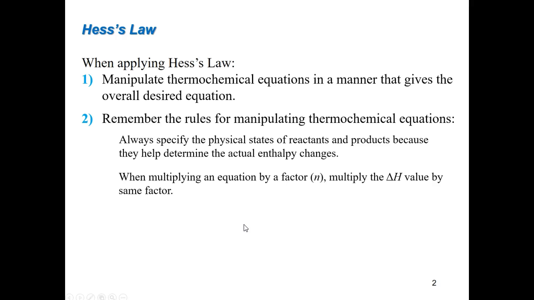We multiply an equation by a factor. You multiply the change in enthalpy value, the delta H, by the same factor. So if you have to multiply a reaction by 2, you'll multiply the change of enthalpy by 2. Whenever you reverse an equation, you change the sign, but not the magnitude of delta H. The size of it stays the same, you just change the sign from either positive to negative or negative to positive.